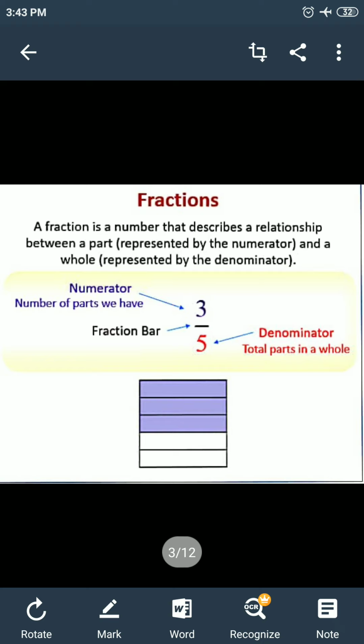What are the parts of a fraction? First is the numerator, then the fraction bar, and then the denominator. The upper part is called the numerator, the line between the upper and the lower part is called the fraction bar, and the lower part is called the denominator. Remember this thing, we always take total parts as the denominator.